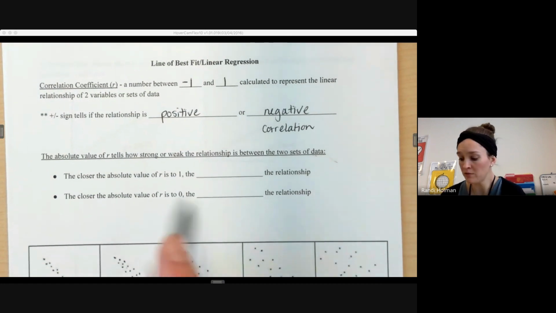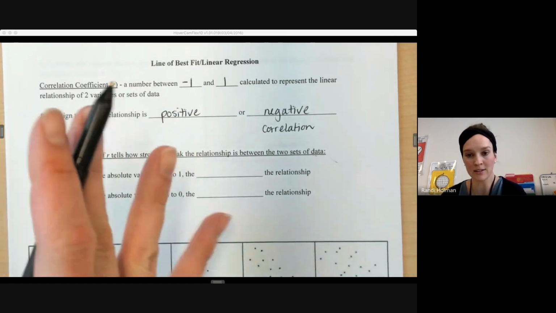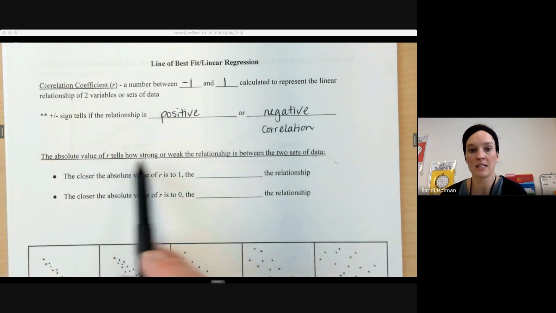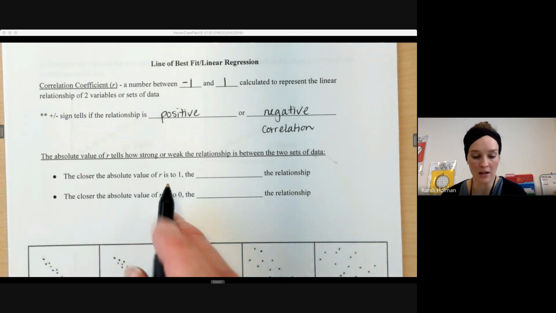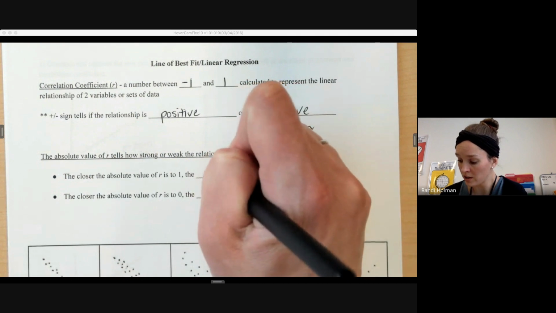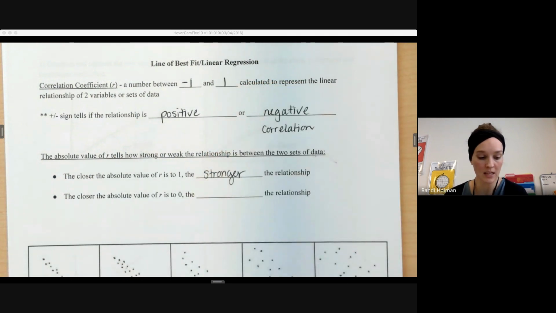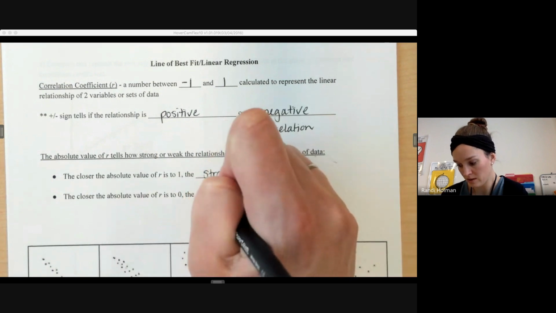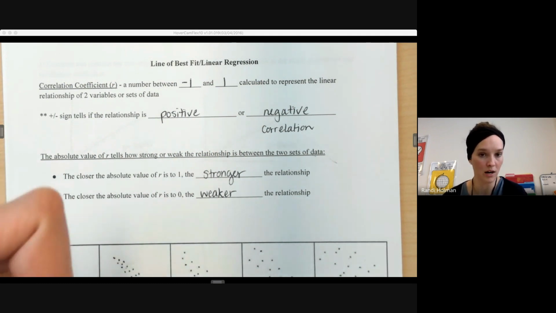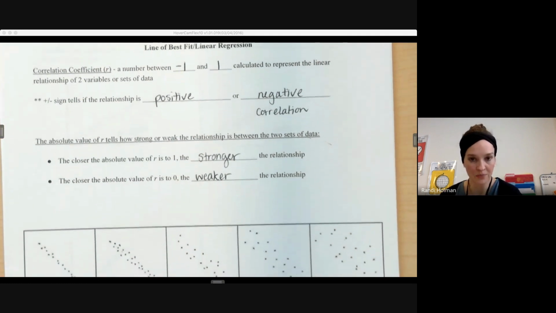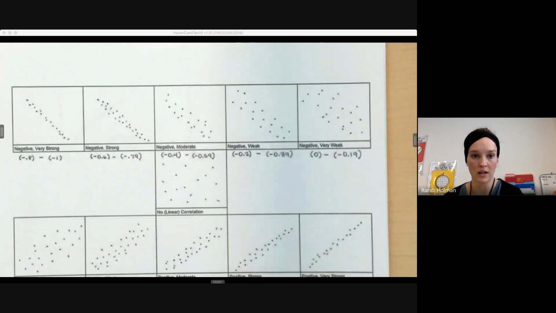Okay, so the absolute value of r, if we disregard the sign, positive or negative, tells us how strong or weak the relationship is between the two sets of data. So the closer the absolute value is to 1, the stronger our relationship is, and the closer it is to 0, the weaker. Right. So that means that a correlation coefficient of -0.9 is a very strong correlation, but a correlation coefficient of 0.1 is not. So let's take a look at how we're going to classify these things based on our correlation coefficient.